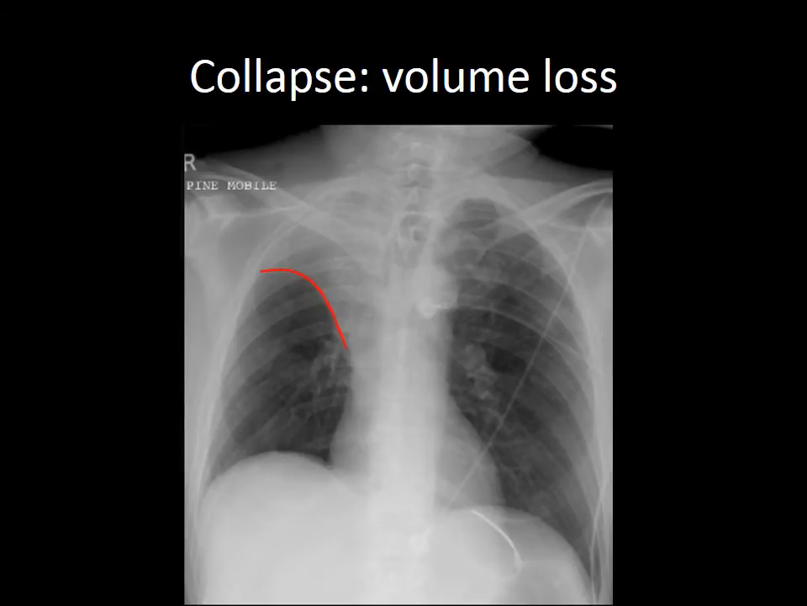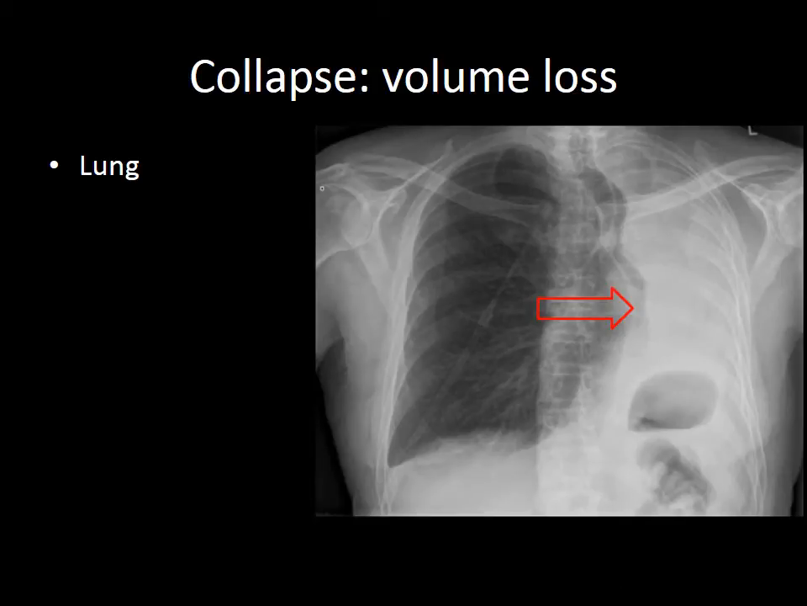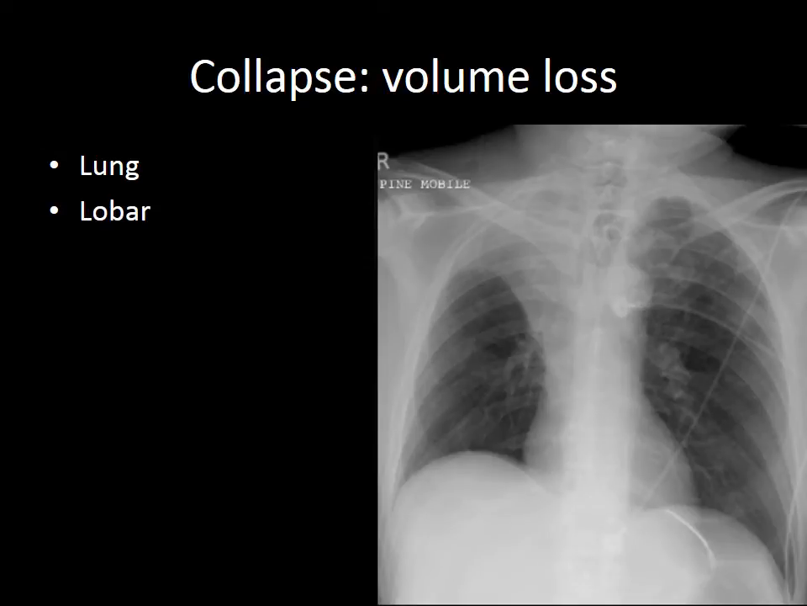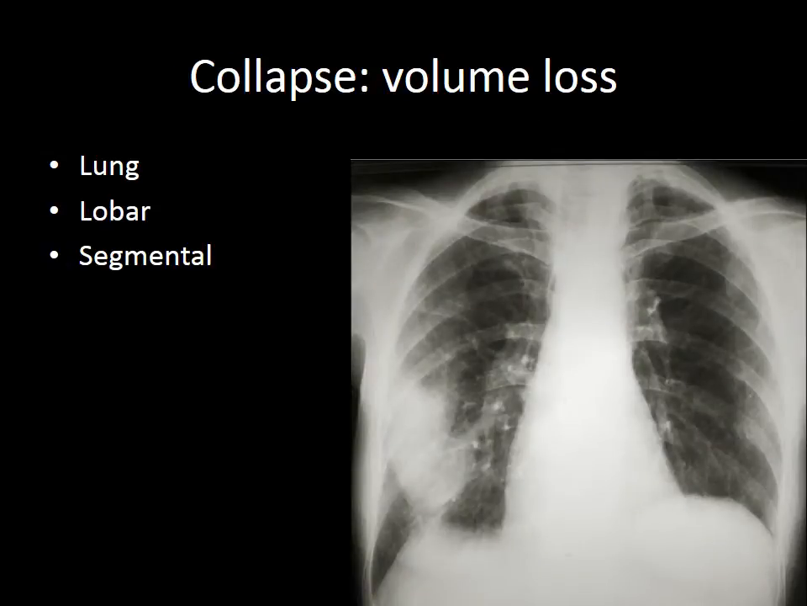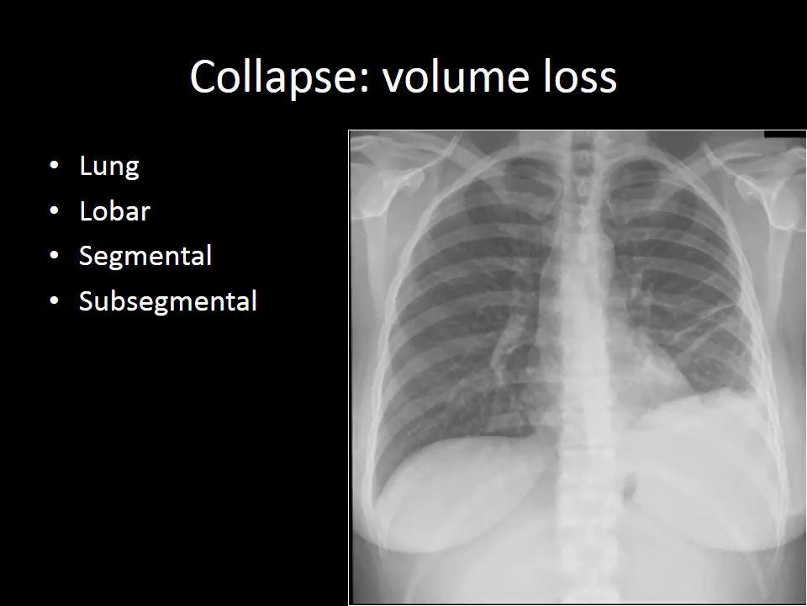Collapse results in displacement of a fissure. It may also involve elevation of the ipsilateral hemidiaphragm, and it may involve a decrease in the spacing between the ribs. Collapse can involve the whole lung, a lobe, bisegmental or subsegmental.